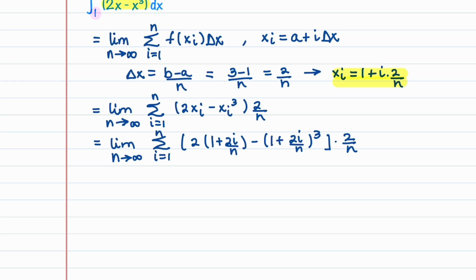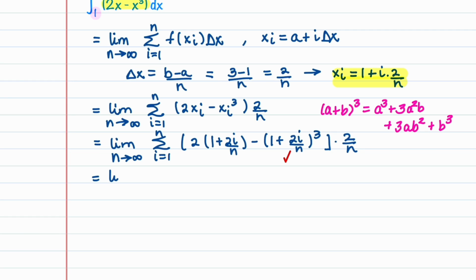I think what makes this problem so hard is there's just a lot of algebra to be done. Notice right here that we are going to have to cube 1 plus 2i over n. To make things easier, let me write down this formula. (A plus B) cubed is equal to A cubed plus 3 A squared B plus 3 A B squared plus B cubed. Now let's use that.